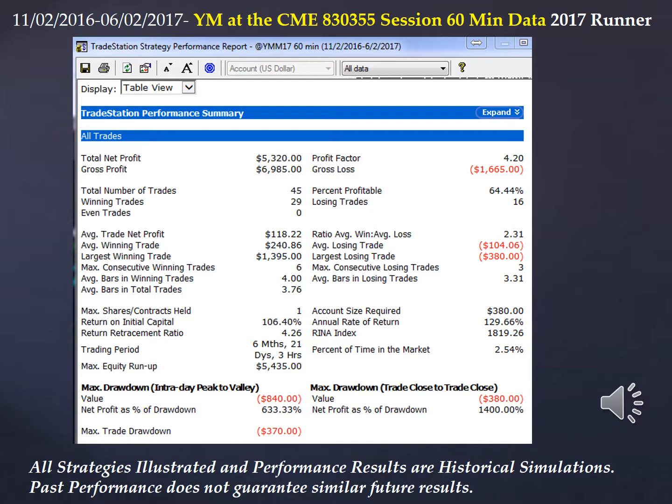This one shows making $5,300, 64% right. It's in the market a lot more, 2.5% of the time. Annual rate of return is higher also, 129.66, 4-digit RENA. The drawdown ratio is 14 to 1 with a drawdown over this period of less than $400, and pretty nice stats.